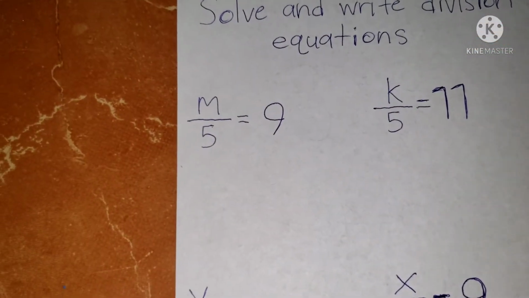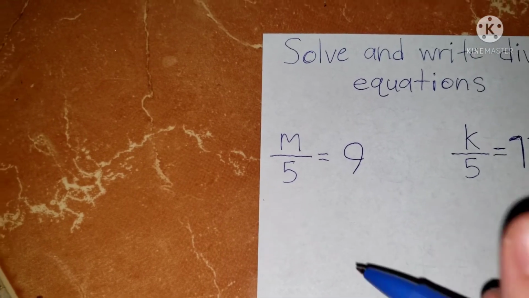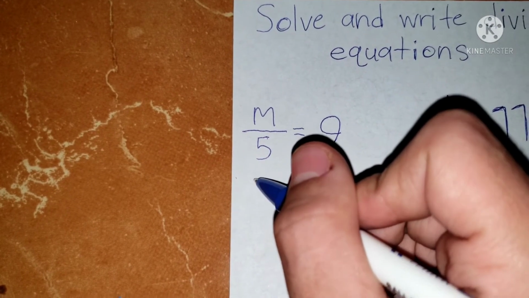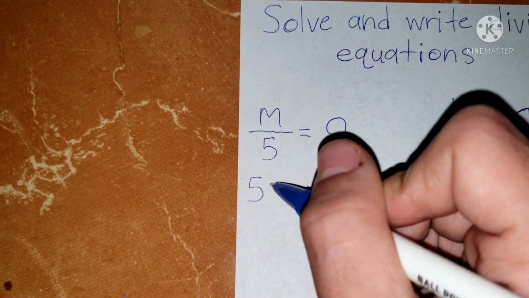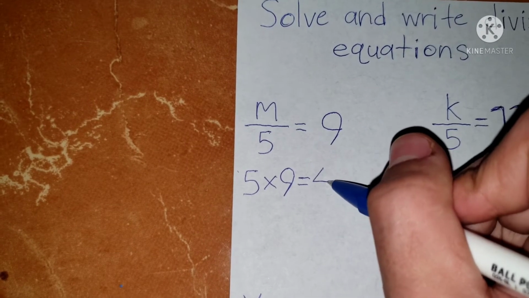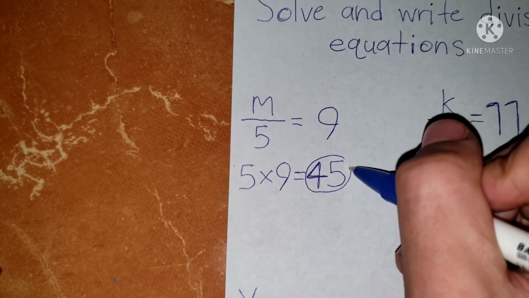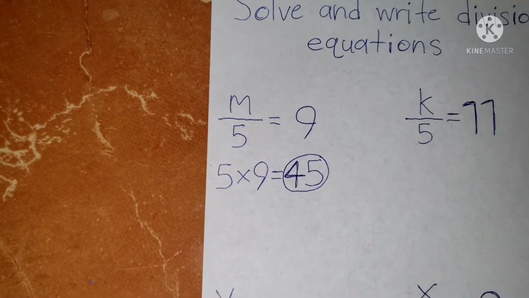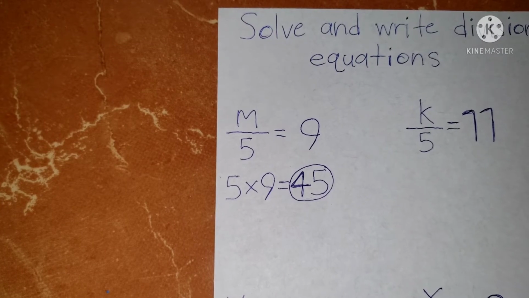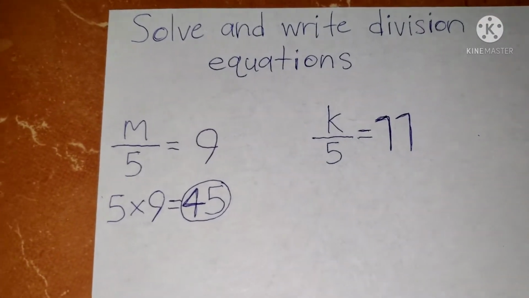So here, m over 5 equals 9. Now what do you do for this one? Very easy. You do just like what you did for multiplication, except you multiply, not divide. So basically 5 times 9, and the final answer would be 45. It's that simple. For the division equations, you multiply, but for multiplication equations, you divide. So this one is slightly different.